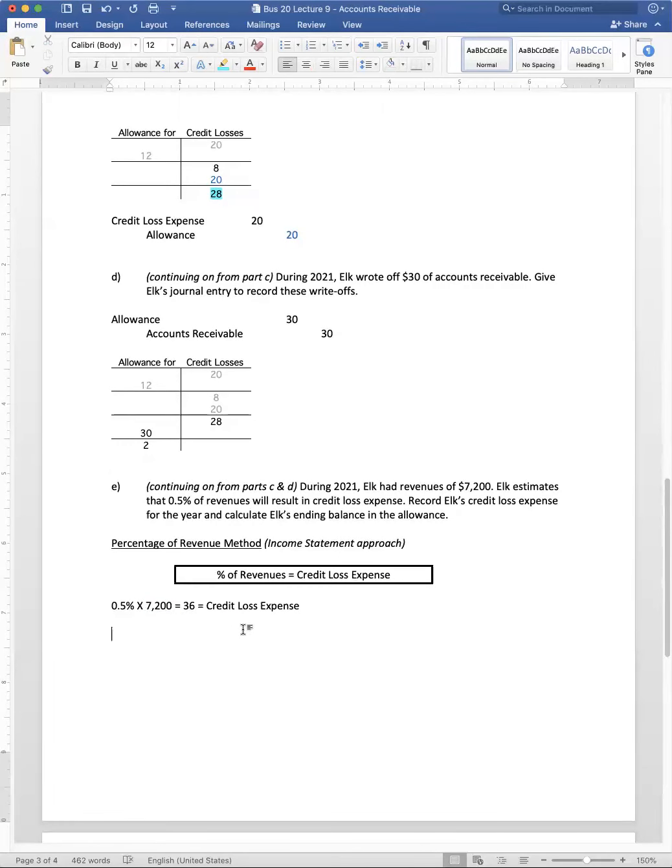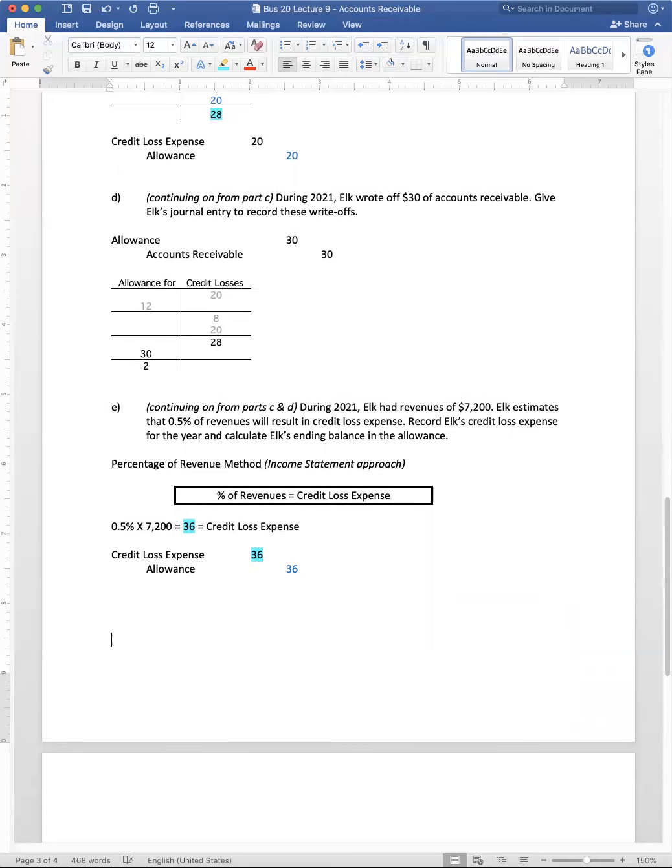Okay, where do we use the credit loss expense? Well, the only thing we've used the credit loss expense in is the journal entry. So we're going to take that $36 and record it as credit loss expense. This $36 is going to be recorded here in the journal entry. Now, because we're debiting the credit loss expense by $36, the other side of the entry, the allowance, will be credited for $36.